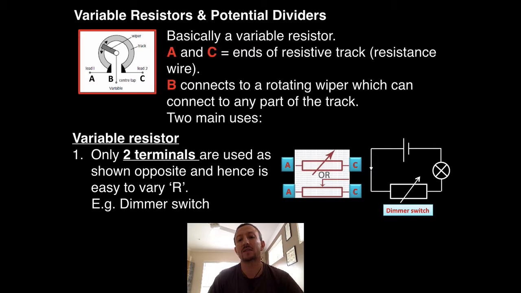Now this works really nicely in things like volume control or in a dimmer switch. And in this case, you can see a situation where we've set up here. Now on a dimmer switch, you have a certain amount of energy going through to your light bulb. However, when you turn your dimmer switch, you can either turn the light bright or you can turn it so it's dim.